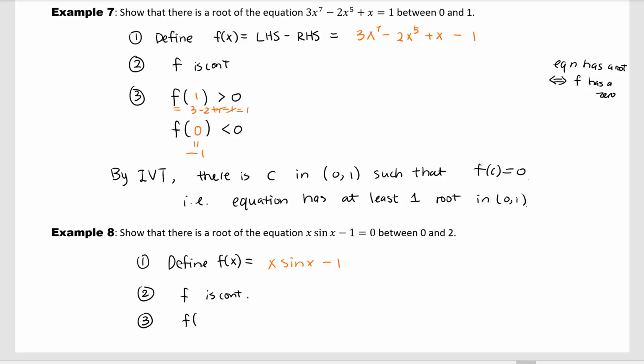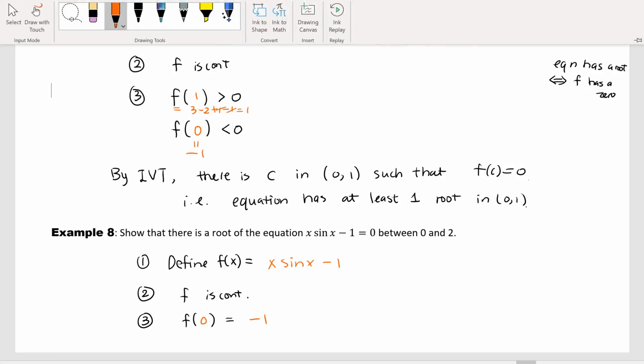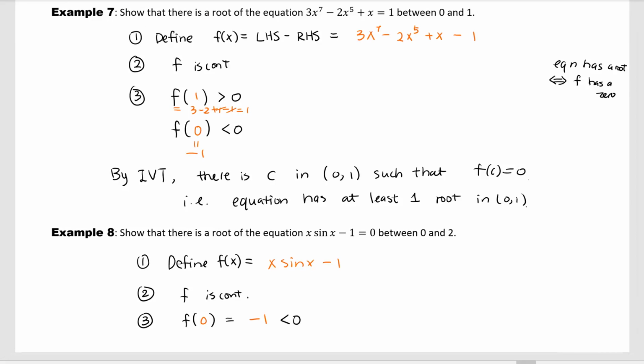So f of 0. Let's see when we plug in 0. Sorry, I should use orange color because this is only for this problem. So for other problems, you want to plug in different points, of course. So f of 0, 0 times 0, 0 minus 1. You see, this is negative. And for f, we can plug in 2.